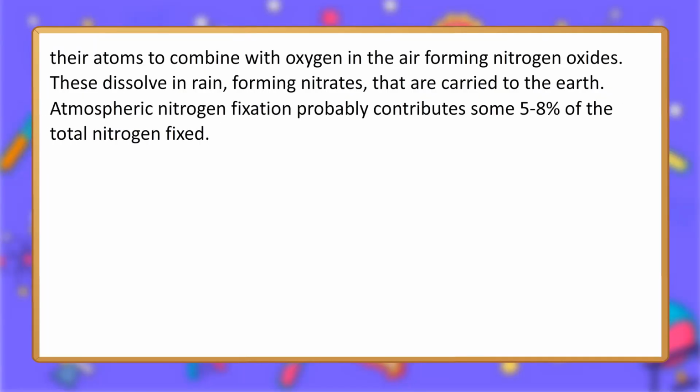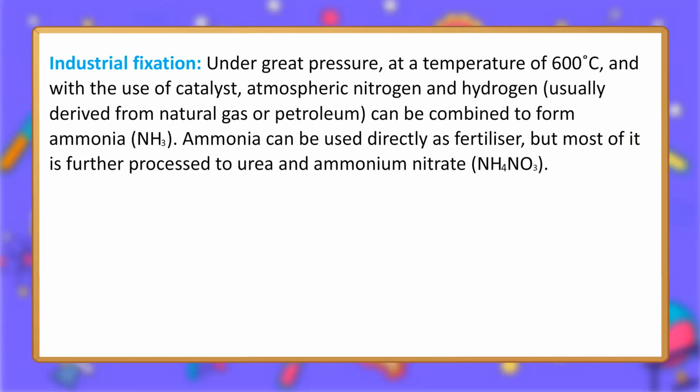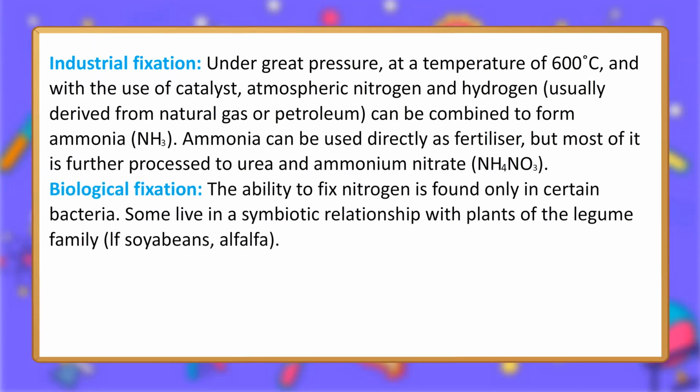Atmospheric nitrogen fixation probably contributes some 5 to 8% of the total nitrogen fixed. Industrial fixation. Under great pressure, at a temperature of 600 degrees Celsius, and with the use of catalyst, atmospheric nitrogen and hydrogen, usually derived from natural gas or petroleum, can be combined to form ammonia, NH3. Ammonia can be used directly as fertilizer, but most of it is further processed to urea and ammonium nitrate, NH4NO3.